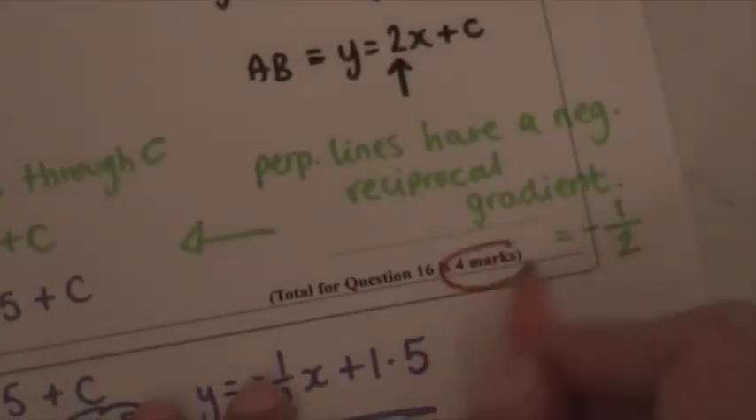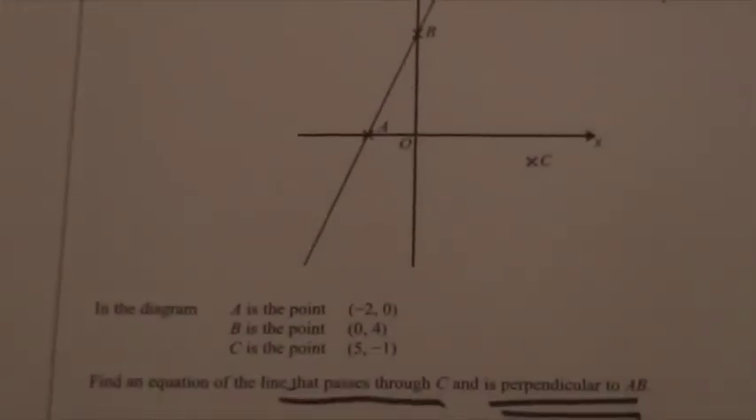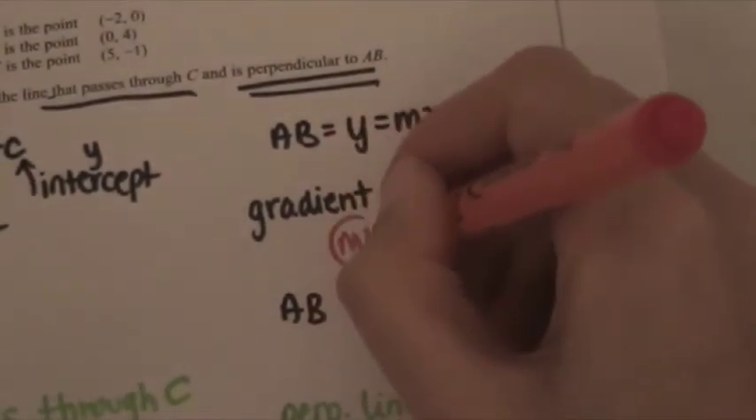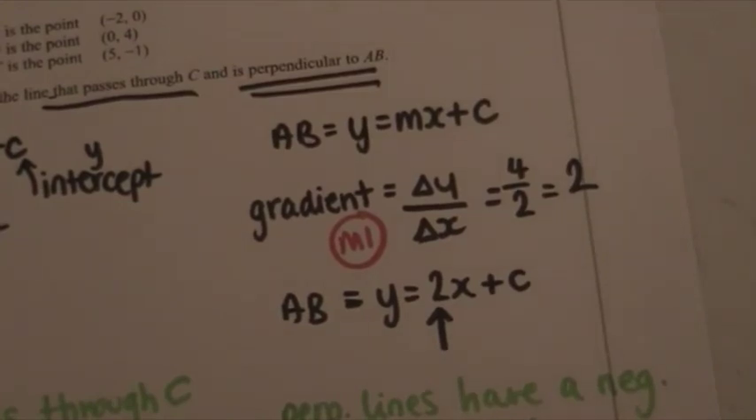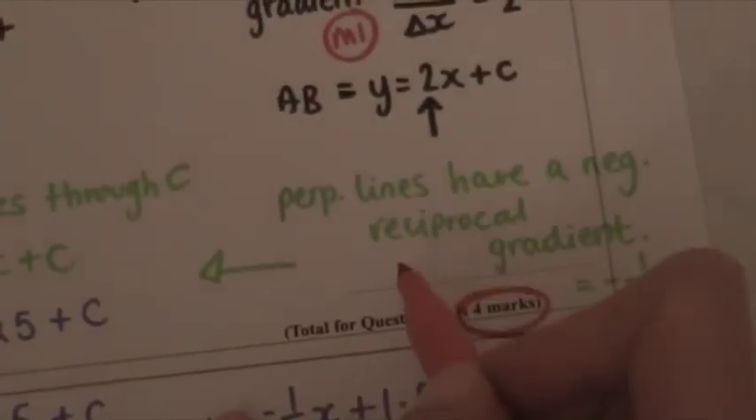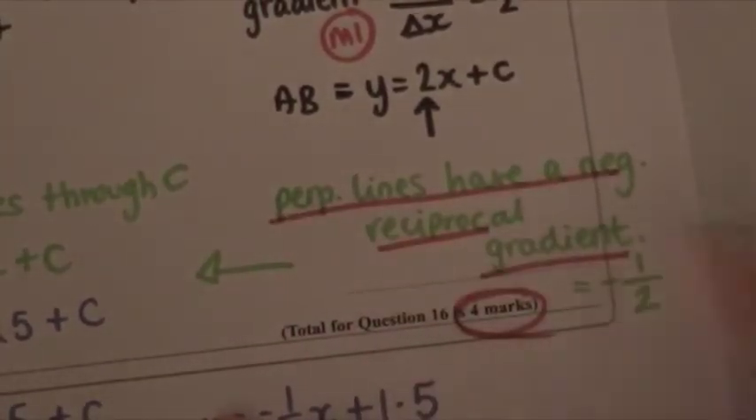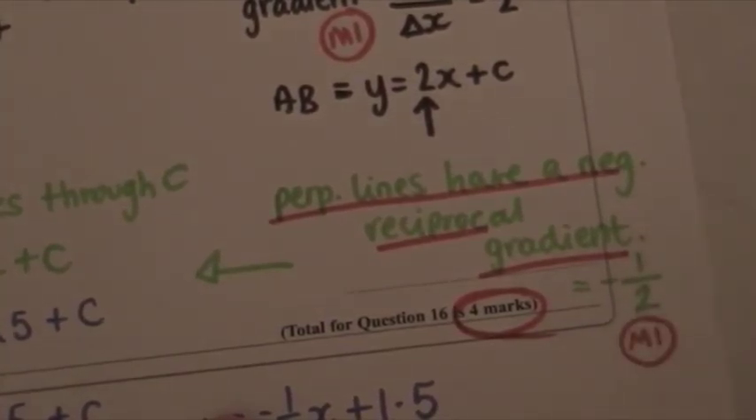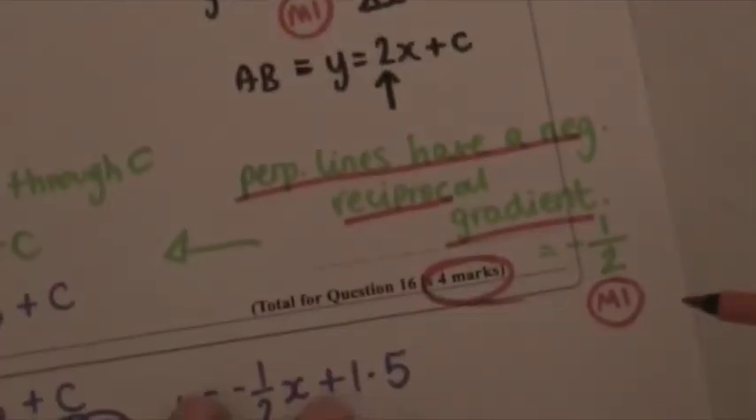Question 16, the mark scheme. So a total of 4 marks can be awarded for this one. Your first mark is a method mark for attempting to find the gradient of the line AB. Your second method mark, which is obviously dependent on your first, is an attempt to find the perpendicular gradient of the line that passes through C. So that will be your second method mark, which is you realising that the negative reciprocal of 2 was minus a half.